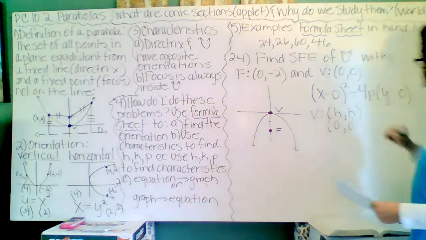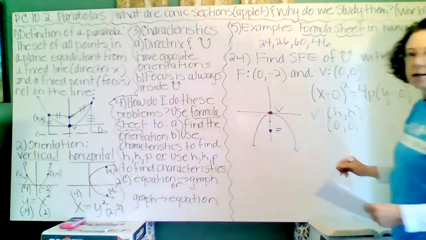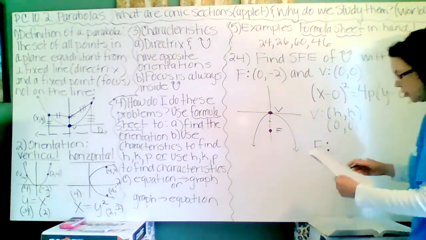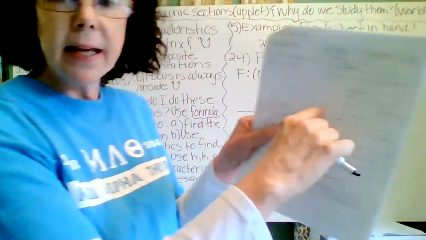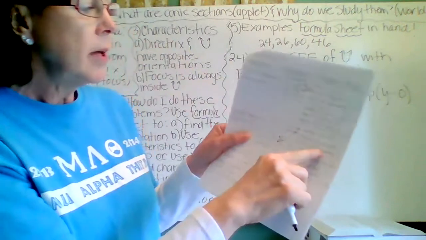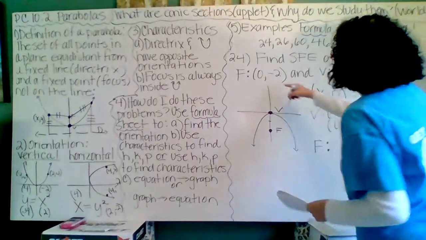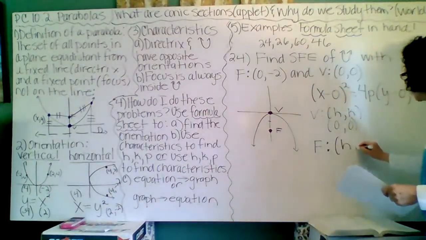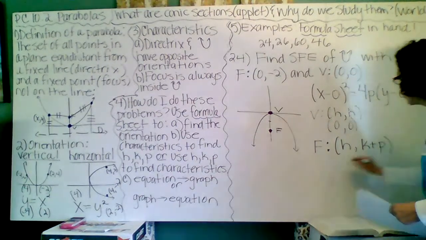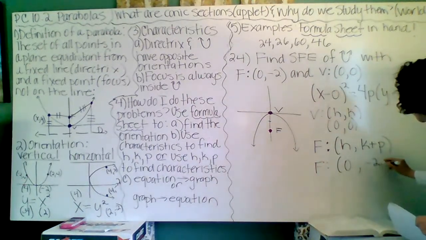Now, if we just had P, we would be done writing this equation. So what they gave me is the focus, so I'm going to use that. I'm only looking in the column for the information on a vertical parabola, where the focus is h, k plus p. I'm going to write that because they gave me information for that: h and k plus p. And I'm going to write the focus that they gave me right underneath it.